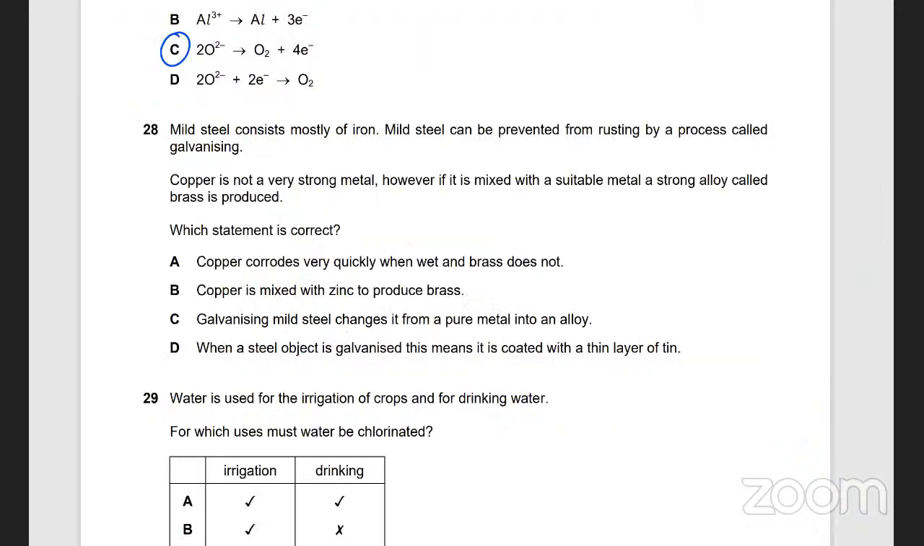तो ये गैल्वनाइजिंग है। और फिर वो कह रहा है copper is not a very strong metal, however it is mixed with a suitably strong metal, तो वो ये दूसरी बात कर रहा है एलॉय की। तो which statement is correct? मुझे तो ब्रास में कौन से दो एलिमेंट्स होते हैं? कॉपर के साथ क्या होता है ब्रास में?